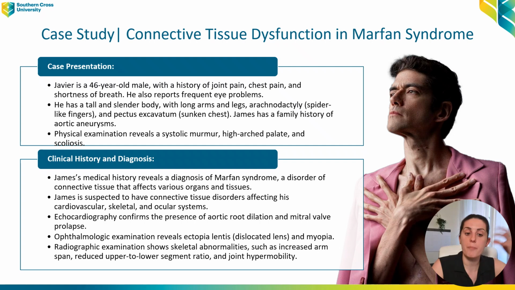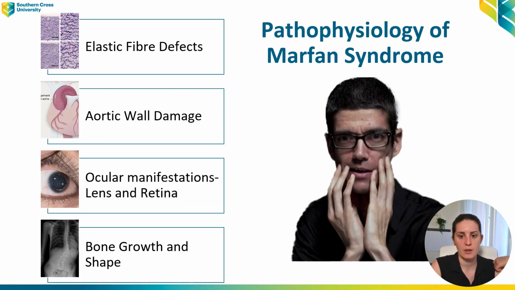Ophthalmologic examination reveals ectopia lentis, that means dislocated lens. Just a trigger warning, I have an image of that in just a minute that's a little distressing to look at, and myopia. Radiographic examination shows skeletal abnormalities such as increased arm span, reduced upper to lower segment ratio, and joint hypermobility. So in Marfan syndrome, you can see there's a number of things affected.